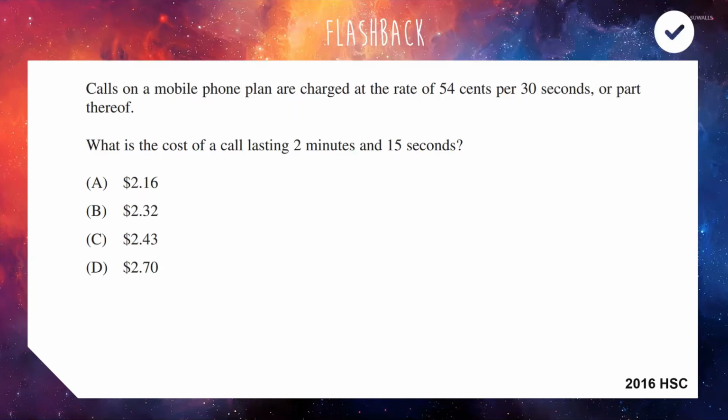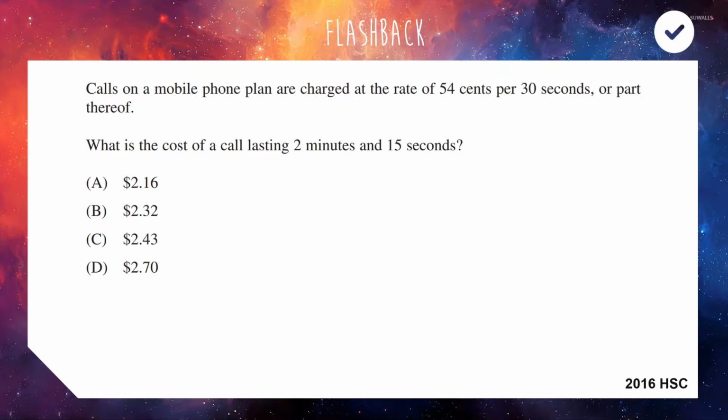We spoke about this in class quite a while ago. We said "or part thereof" means that as soon as you go over the threshold of one completed block, you're going to be charged for another entire block. For example, if you had a 31-second phone call, they're going to charge you 2 blocks, so they're going to charge you 54 cents twice. So no matter whether it's 31 seconds or 60 seconds, you're still going to be charged for 2 blocks of a call, so you're going to pay the rate twice.